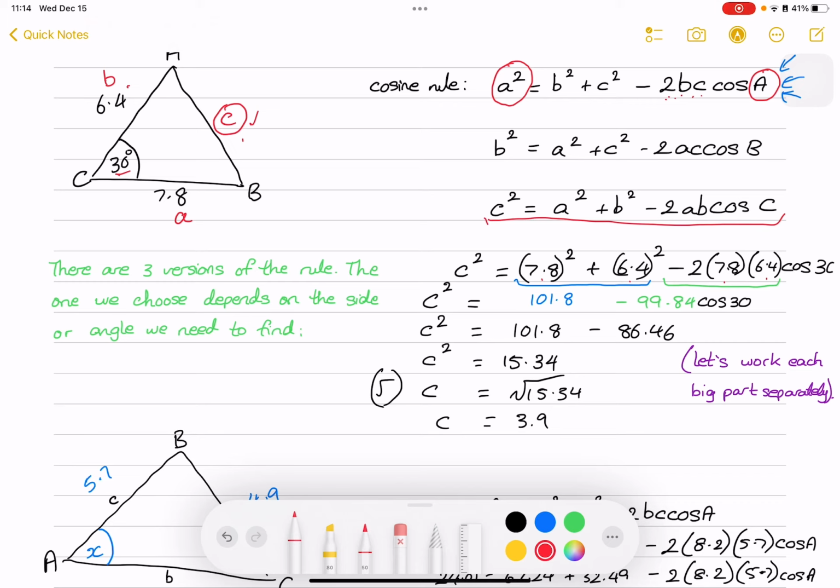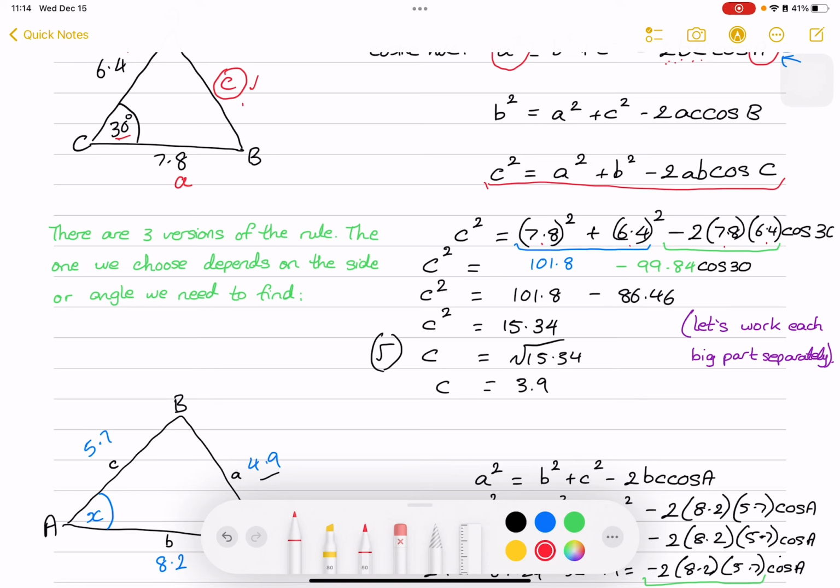And then the green part, I also put it into my calculator and I got minus 99.84. Just don't forget that we have to multiply that by cos 30. So the next step, what I did was I actually multiplied the green part by cos 30 and I got this value here, negative 86.46. Now I can take that away from the 101.8 and I got 15.34.